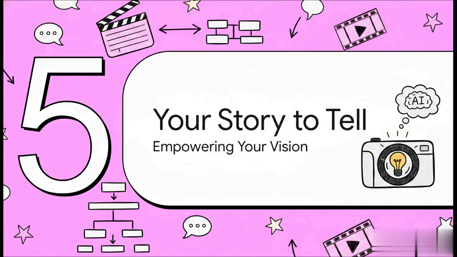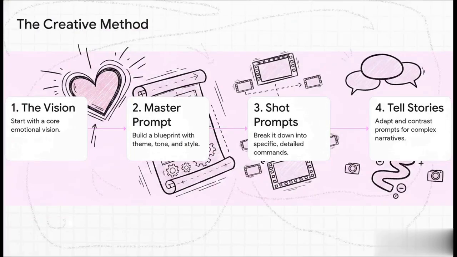So what's the big takeaway from all this? This whole method of deconstruction is incredibly empowering. It gives you a framework to be the director, to translate your own unique vision into a tangible, visual story that AI can help you bring to life. It really just boils down to these 4 steps. Start with your why, that core emotional idea. Then build your blueprint, the master prompt. After that, break it all down into individual shots. And finally, you can get creative, play with contrast and sequence to tell even more complex stories. It's a clear path from a simple idea to a fully realized narrative.